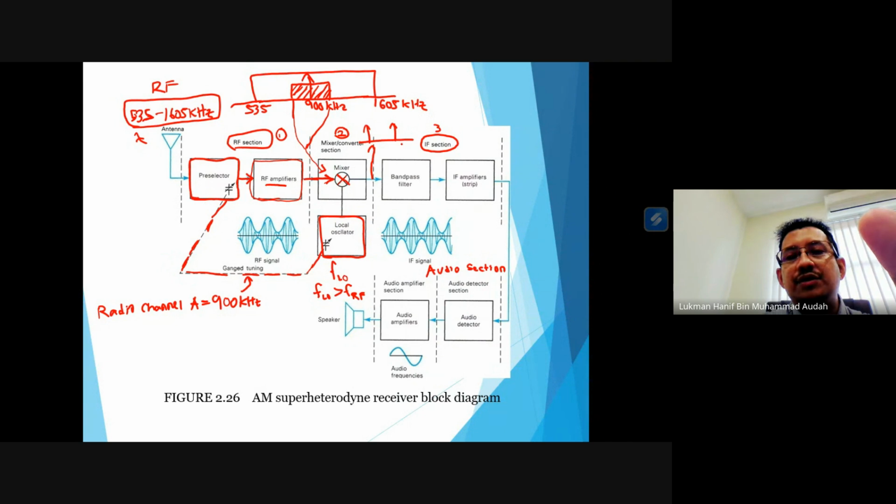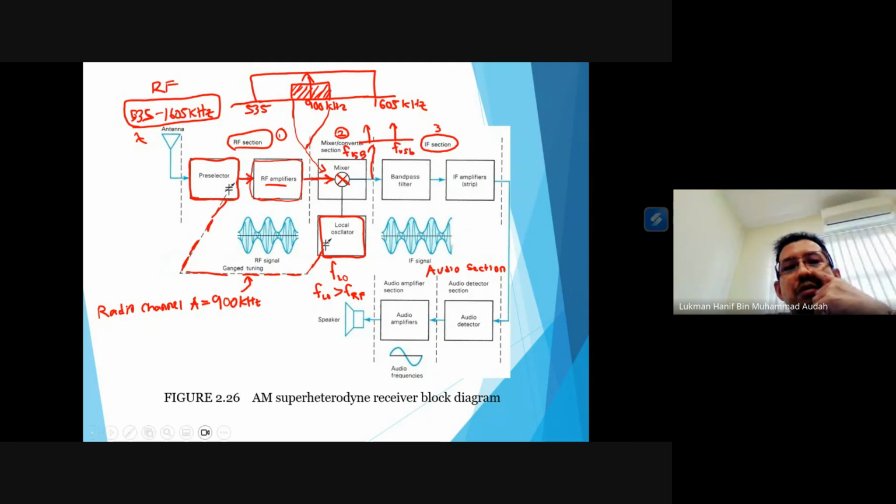Okay, so this is the upper sideband FUSB, and this is the FLSB. The main purpose of the mixer converter in this slide is actually to down convert the frequencies, that means we want to down convert the frequencies from radio frequency range into intermediate frequencies.